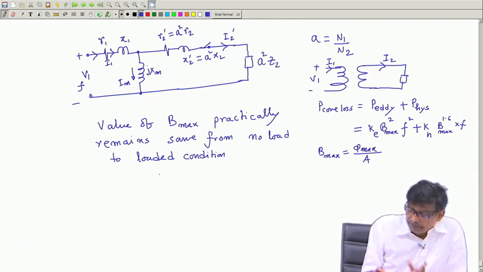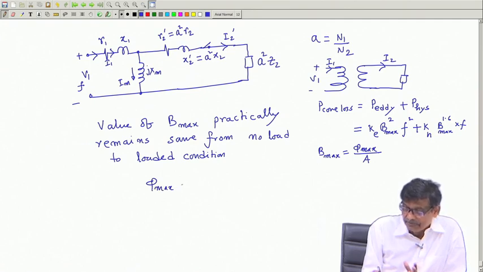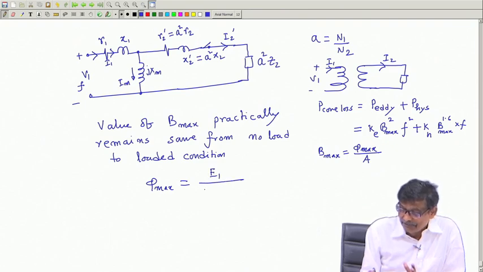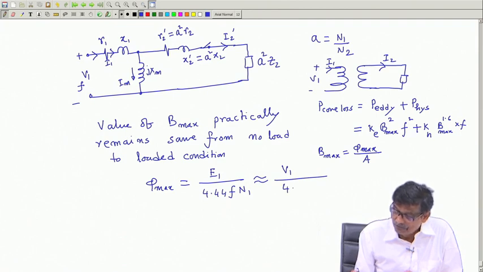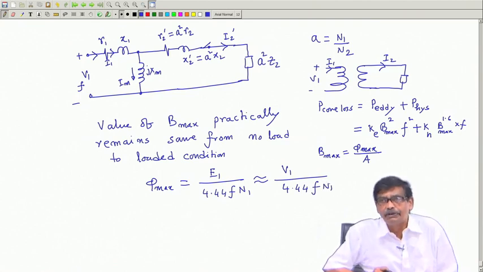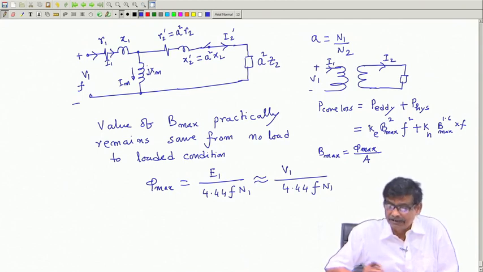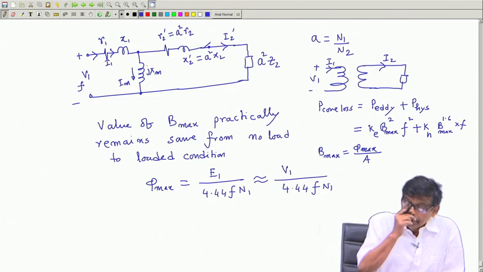So, what I am just trying to tell is that phi max we have seen is equal to, strictly, E1 by 4.44 F n1. But what I am telling, you just approximate this to V1 by 4.44 F into n1. So, a little variation of Bmax will take place from no load to full load, but otherwise it will be there.